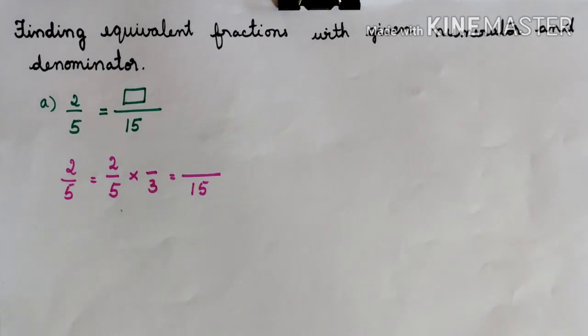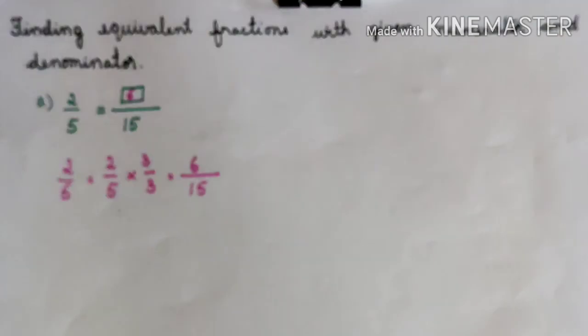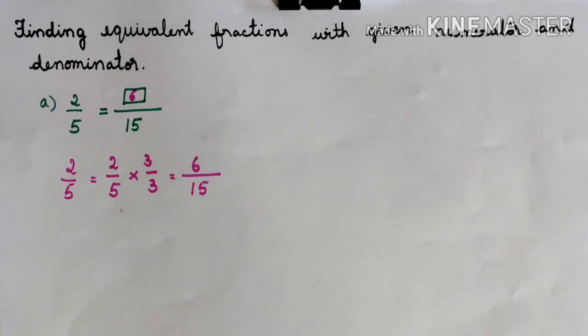So we know, in order to find the equivalent fraction, we have to multiply the numerator and the denominator by the same number. So multiply the numerator also by 3 to get the missing number, and the number is 2 3s are 6, which means 2/5 is equal to 6/15.